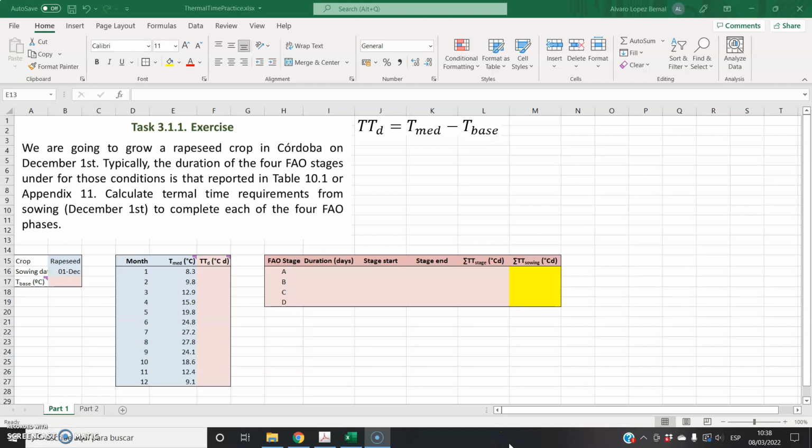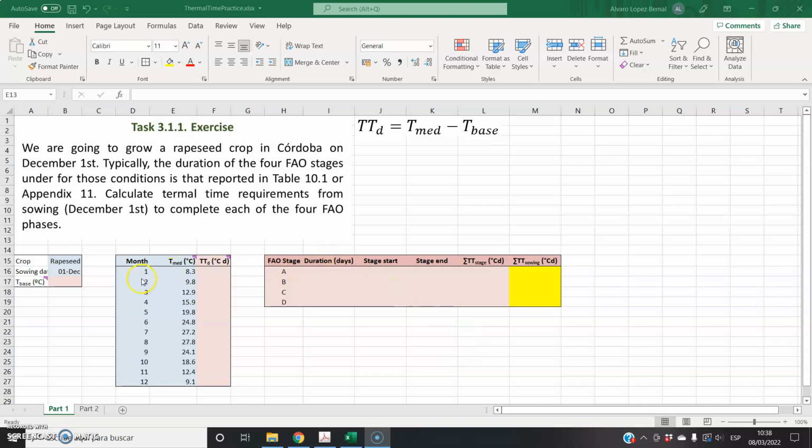In this tutorial, we are going to see how to calculate the thermal time requirements for a crop to complete its growing cycle as a function of the typical duration of that cycle in days. We will be using as inputs for the calculations monthly average values of daily temperature.